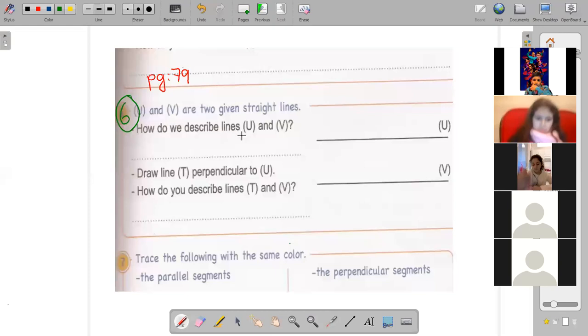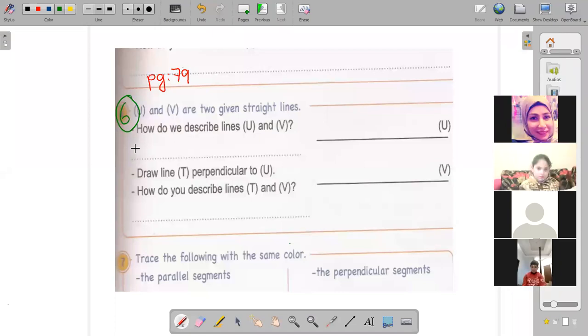How do we describe lines U and V? Okay, I gave you here two lines, ya Mahdi. Line U, did you see the line U? And a line V. What can we say about these two lines? What is the type of these two lines? U and V are parallel lines. Excellent.